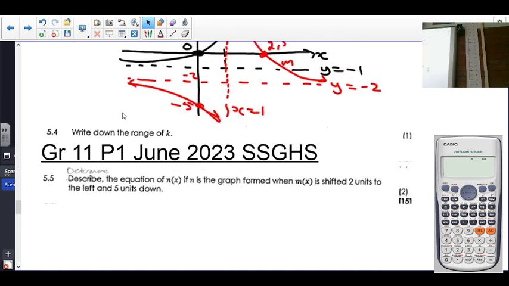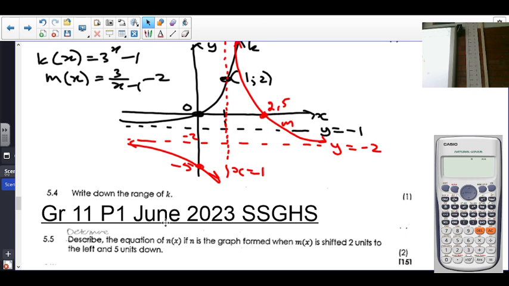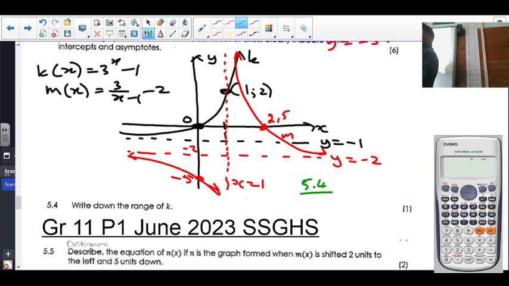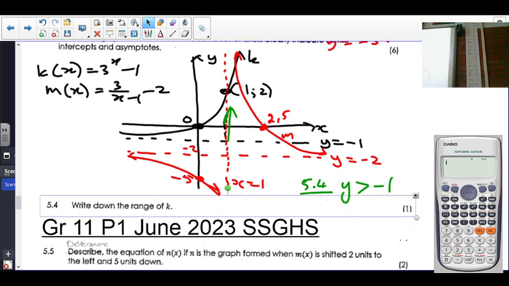So in 5.4 the question says, write down the range of K. People, what is a range? Range is all possible y values. So if you look at this, the range of K is the graph in black. So does this graph exist at negative infinity? No. Where does it start existing? So y has to be greater than -1. Are you all okay with that?